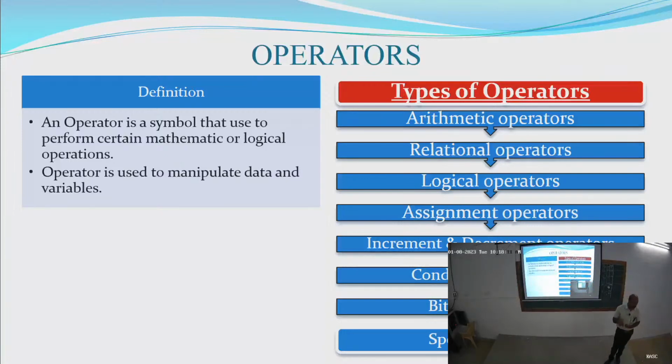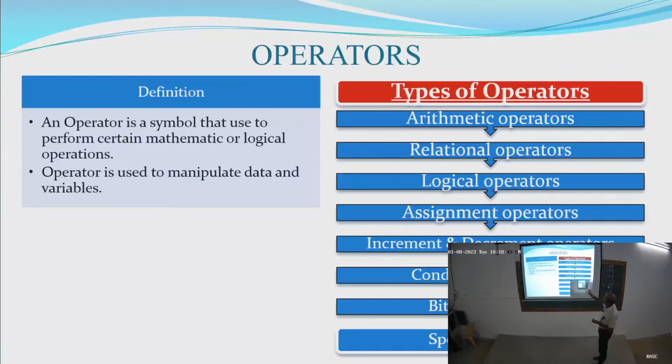Suppose we are using the plus symbol, it means the compiler understands we need to do an addition operation. Suppose we give the minus symbol, the compiler will understand we need to do a subtraction operation. So an operator is a symbol that informs the compiler to do some specific task, that is addition, subtraction, multiplication, division, like that. Usually operators are used to manipulate the data. Manipulate means some operations, that is addition, deletion, modulus operations, like that, on variables.